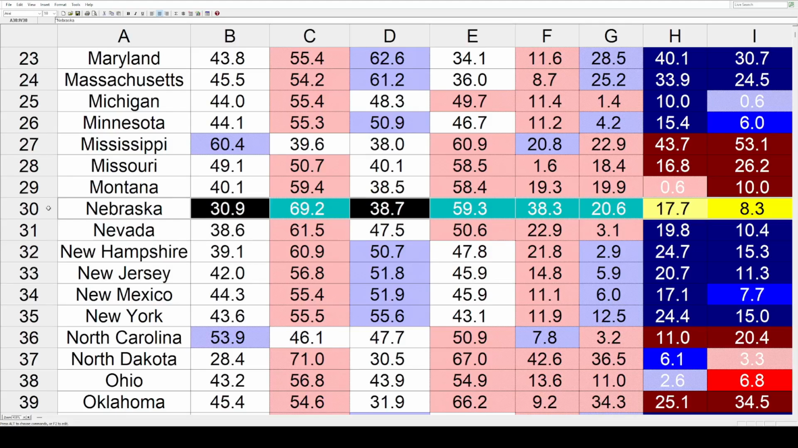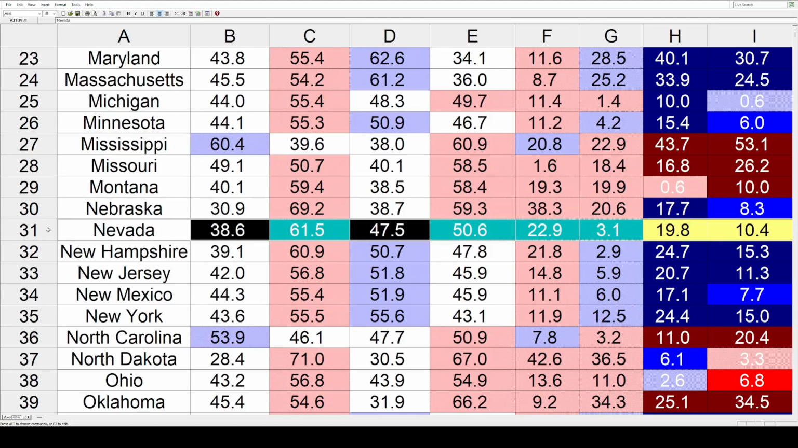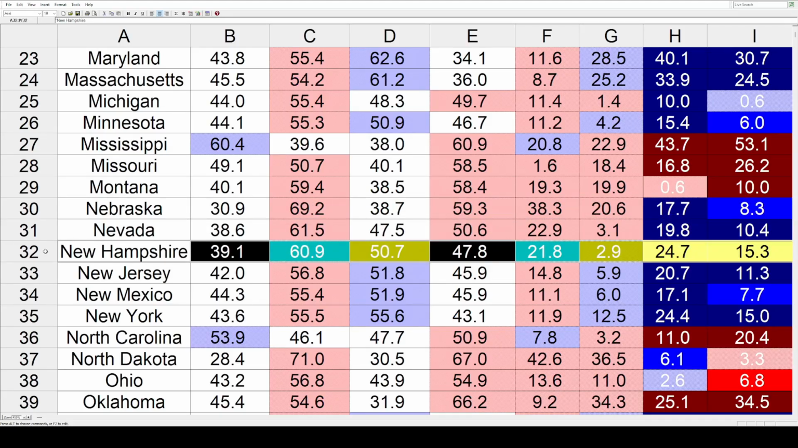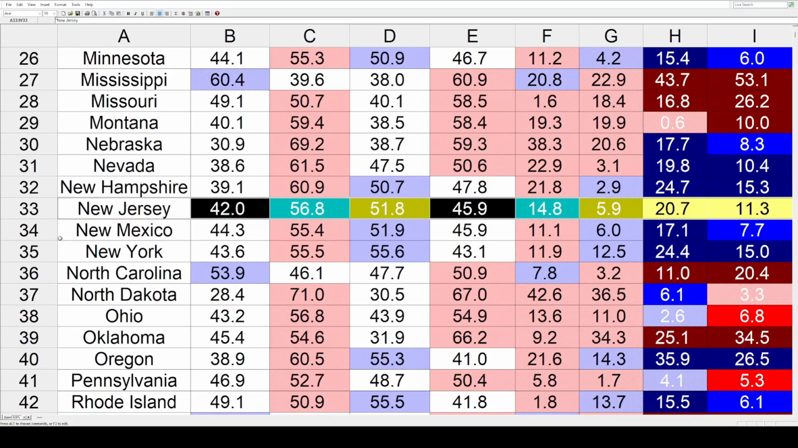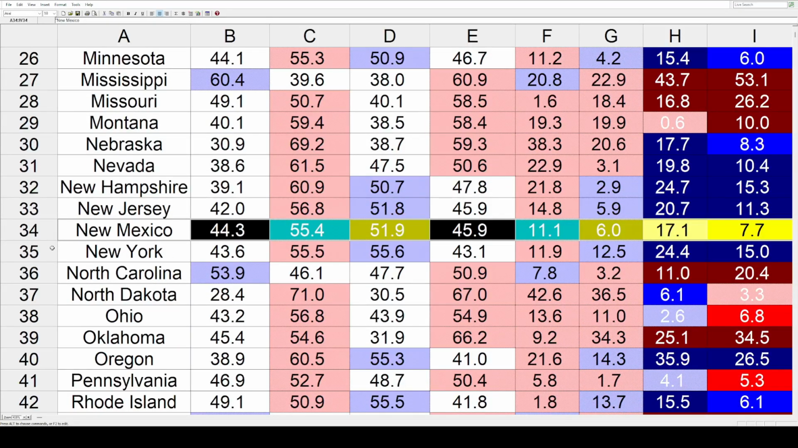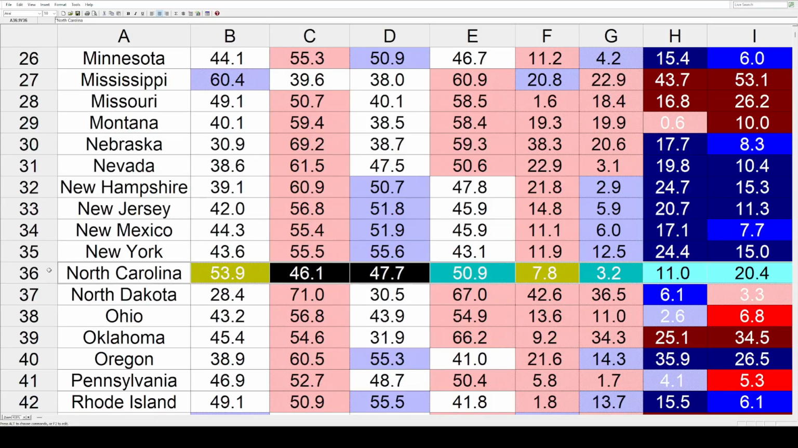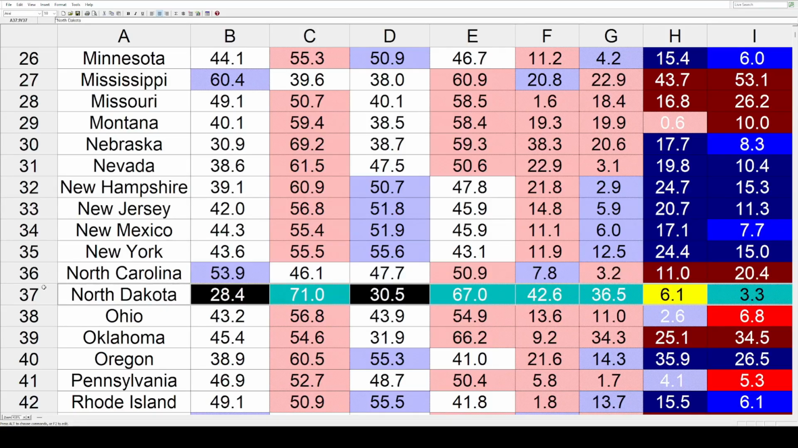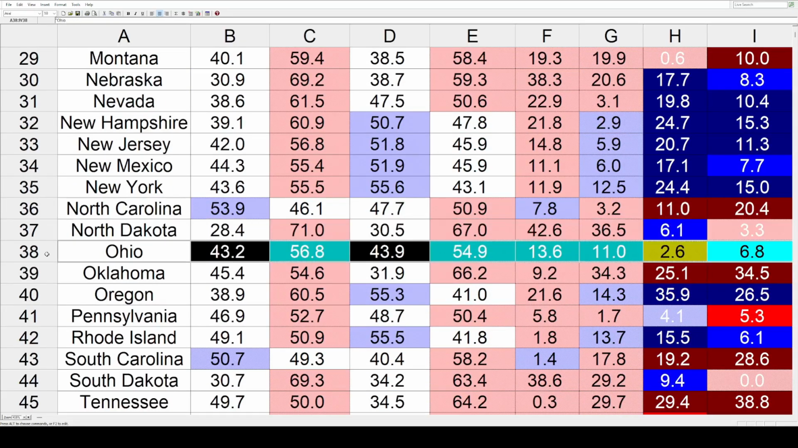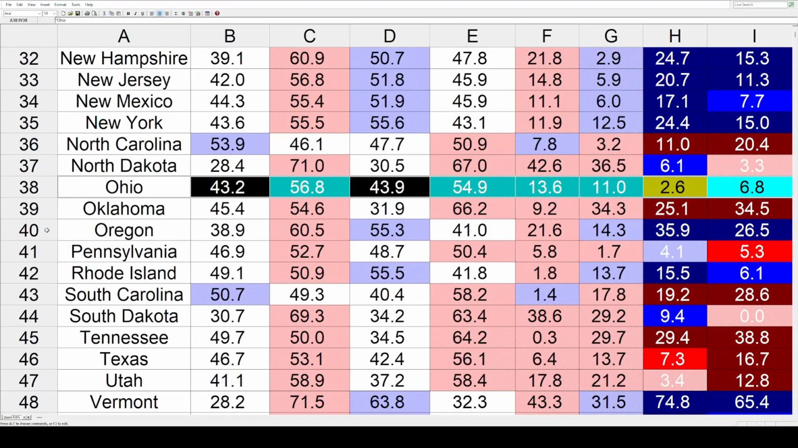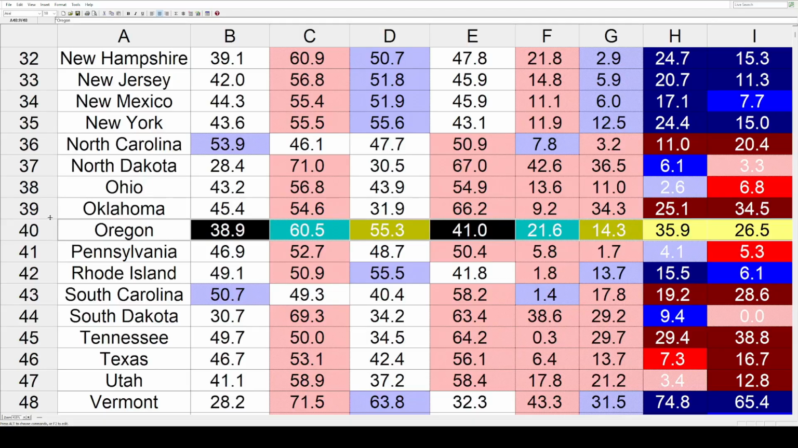Then it's back toward the left in Nebraska at 8.3, Nevada 10.4, New Hampshire 15.3, New Jersey 11.3, New Mexico 7.7, and New York 15. A lot redder in North Carolina at 20.4. Then it was a little bit toward the right in North Dakota at 3.3. Ohio about twice that at 6.8. And Oklahoma way more than that at 34.5.